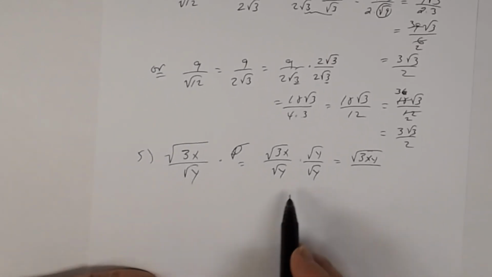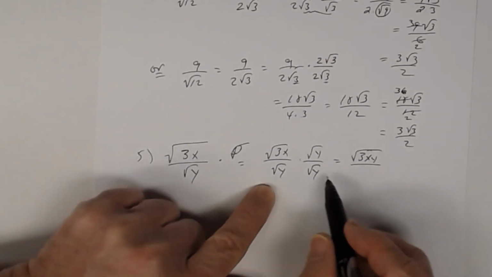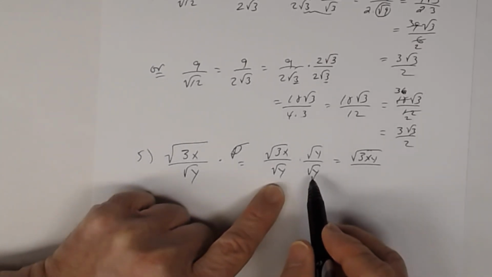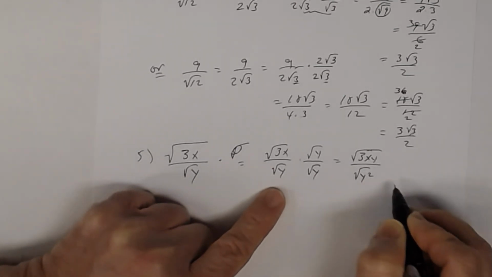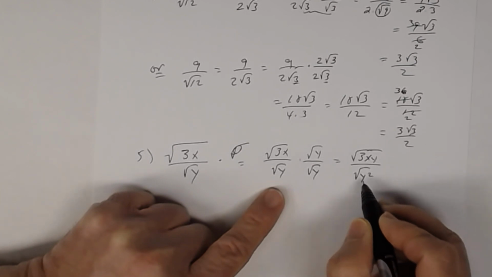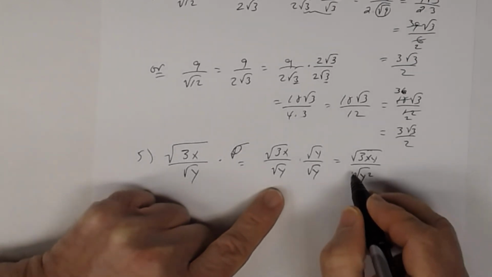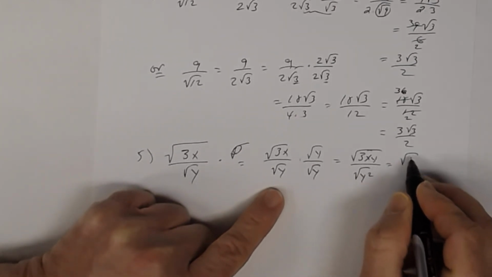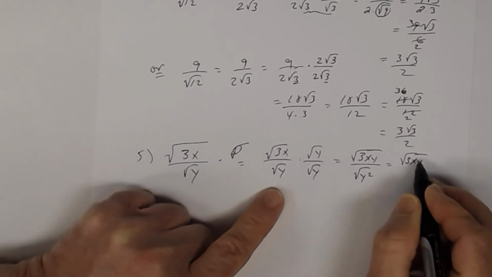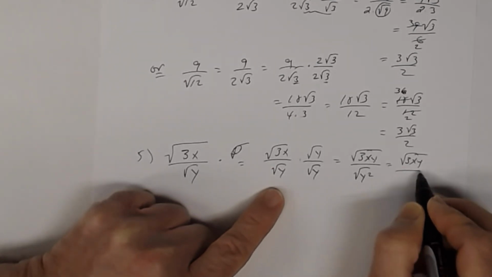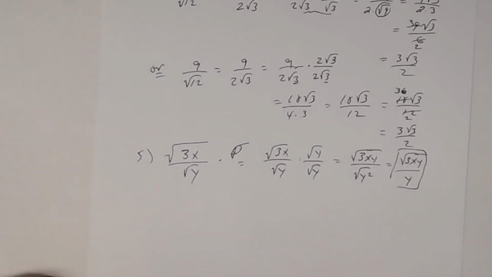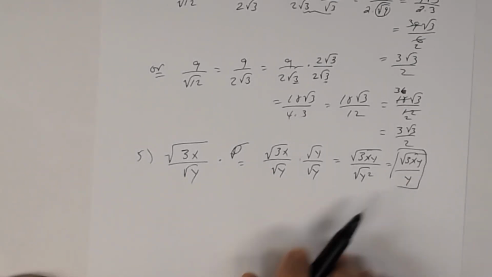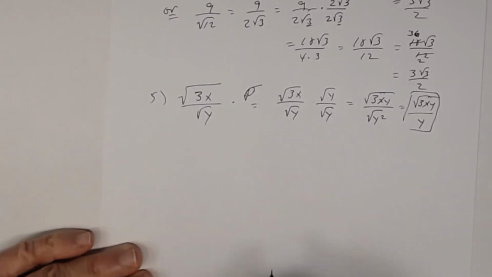For some of you, you may say, well, I'm going to multiply y and y together. That's fine. That's the square root of y squared. But now you know that the square root of y squared is just y. 2 divided by 2 is 1. So you get the square root of 3xy. Make sure you extend that symbol, divided by y. And there's your answer. That's all you do. Notice I got rid of that square root that was in the denominator.